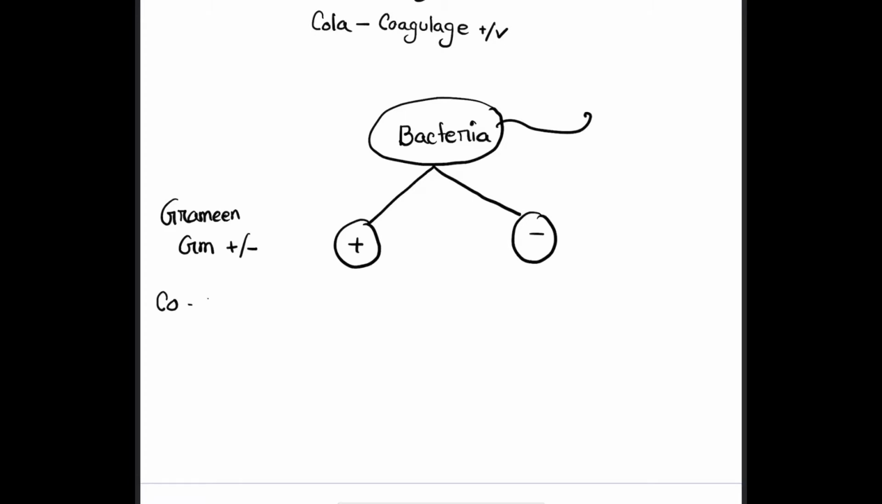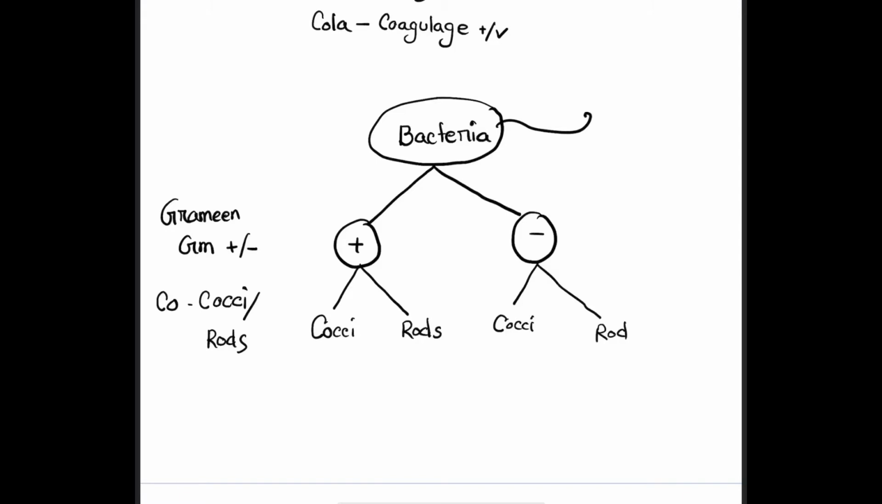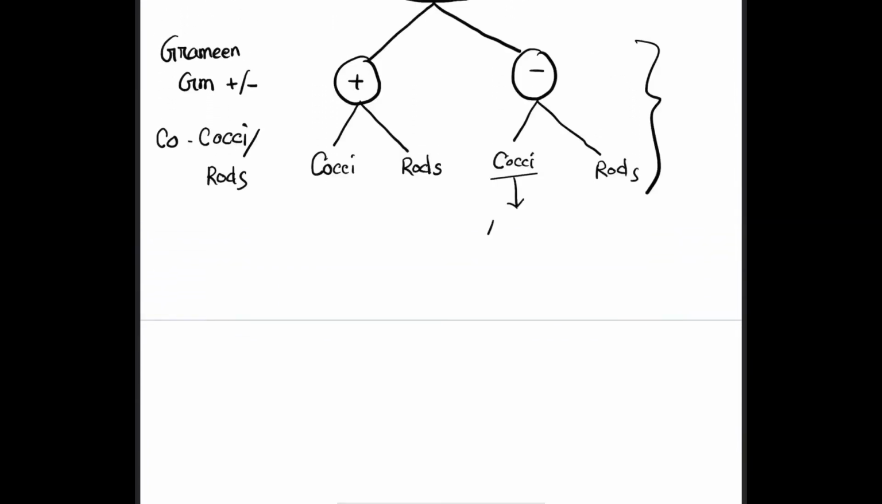If it is gram positive or negative, either way we're going to do another test, which is cocci or rods. What do we mean by cocci and what do we mean by rods? Cocci means it is round, and rods means it is just a stick-like structure. So there can be positive cocci, positive rods, negative cocci, negative rods.